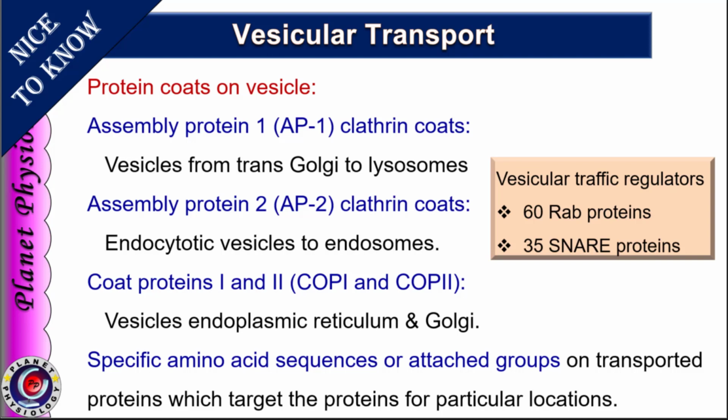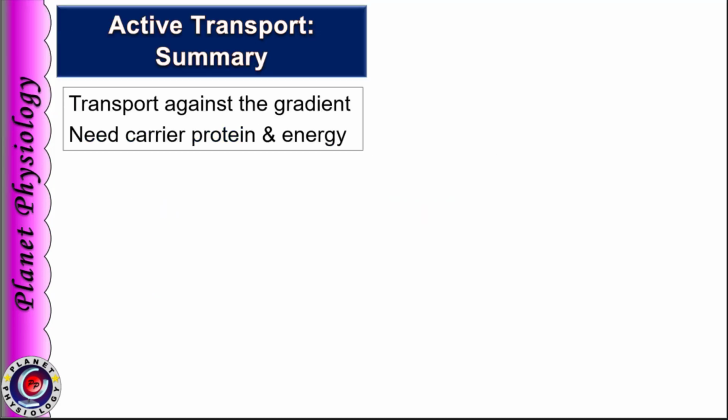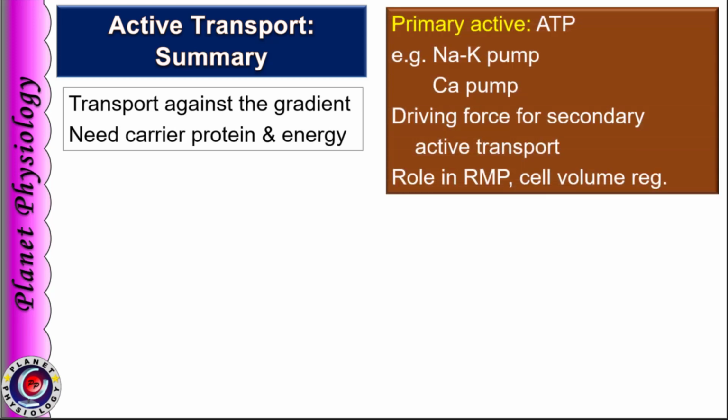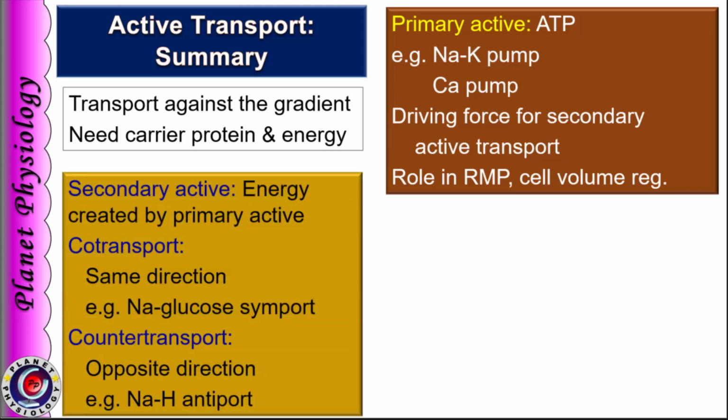So let us wind up the topic by summarizing important points. Active transport moves substances against the gradient and hence require carrier proteins and energy. Primary active transport utilize ATP as energy. Important examples are sodium-potassium pump, calcium pump. Sodium-potassium pump plays important role in development of resting membrane potential and regulation of cell volume. Primary active transport in general creates driving force for secondary active transport processes. Secondary active transport use energy created by primary active transport.